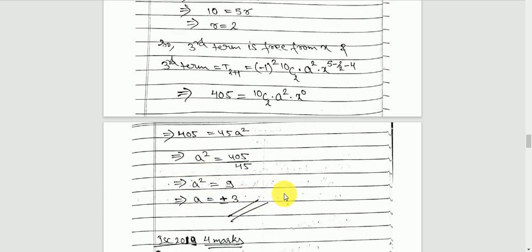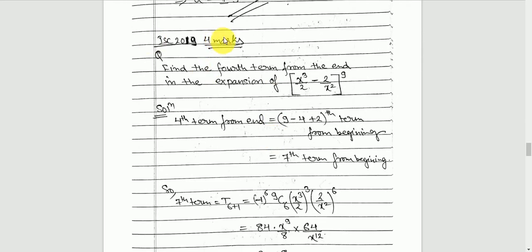Then according to the question, this third term is 405, so we can write 405 is equal to this. Then you get 405 equal to 10C2, which you can find from the calculator, or you can use the nCr formula. You will get 45 a square, then simplify, you get a square equal to 9, that means a will be equal to plus minus 3. So that's how you get the value of a. This question had come for 4 marks in ICSE.